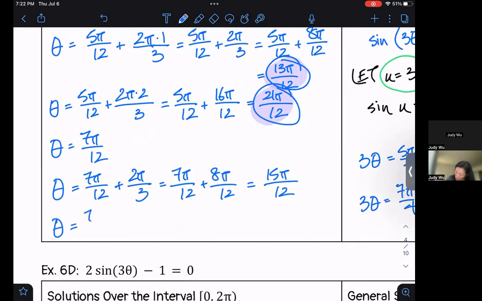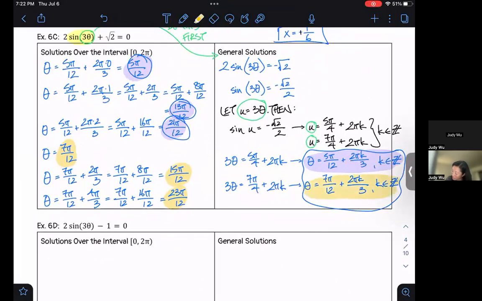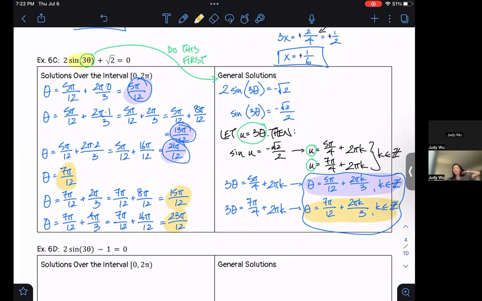And then theta equals 7 pi over 12 plus 4 pi over 3, which is really 7 pi over 12 plus 16 pi over 12, which is, what does that give us? 23 pi over 12. All right. Now, these three specific solutions come from the second general solution. Okay. So I know these are pretty long and complicated questions, but a lot of this is the arithmetic, and keeping in mind that we are going to do the general solutions first, okay? So let's go ahead and try 6D and see where that takes us.